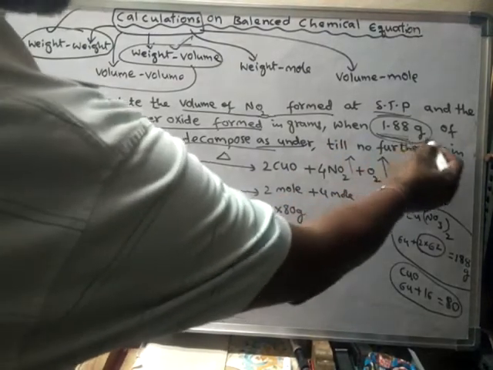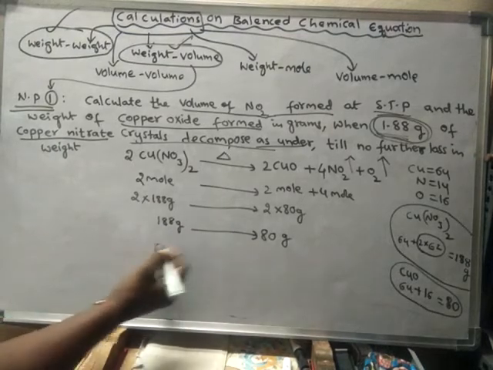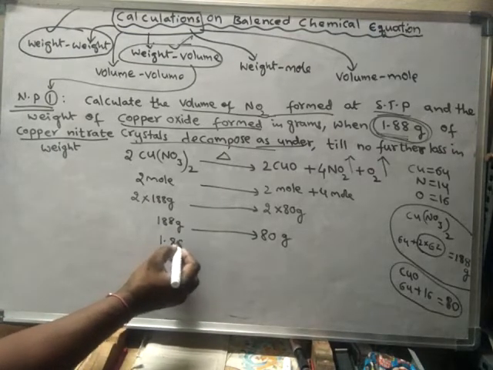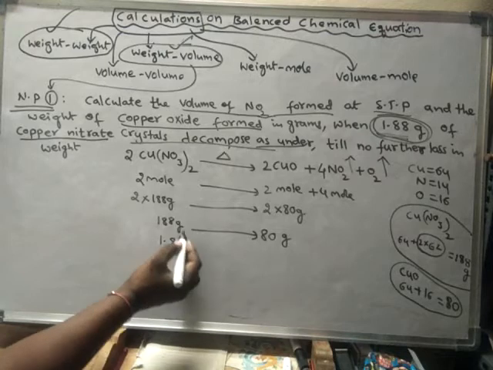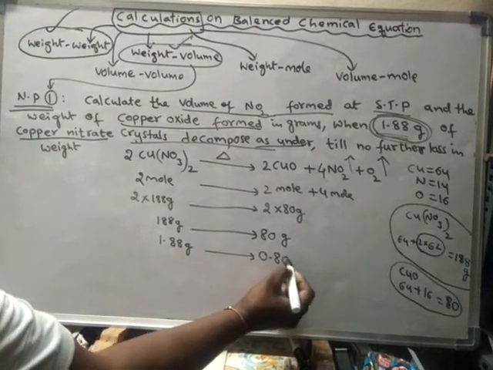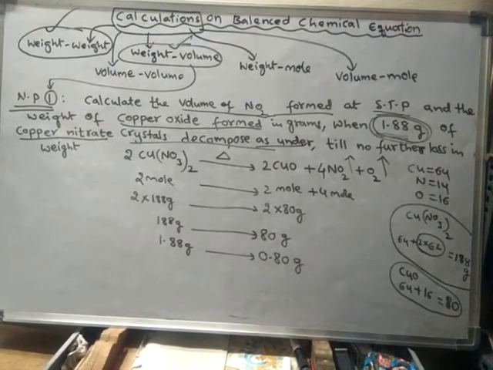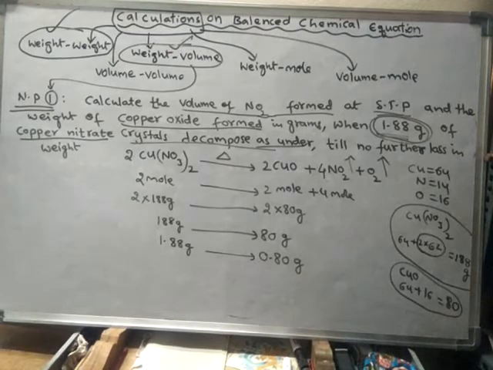Here the question is 1.88 grams. So from this it is understood that if 1.88 grams is reacted, then it produces 0.8 grams of copper oxide. Okay, so did you understand this step?